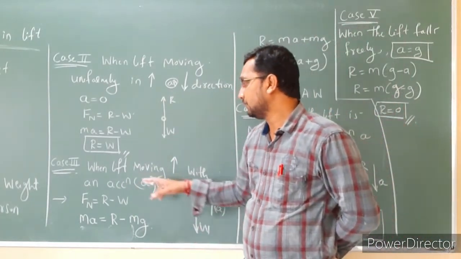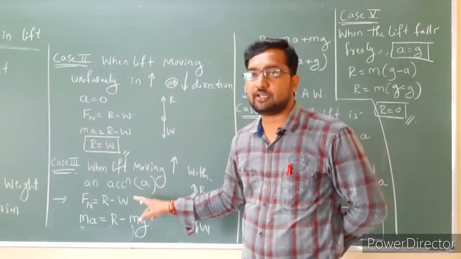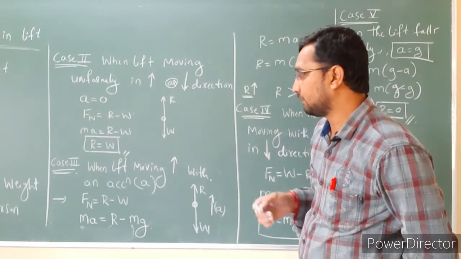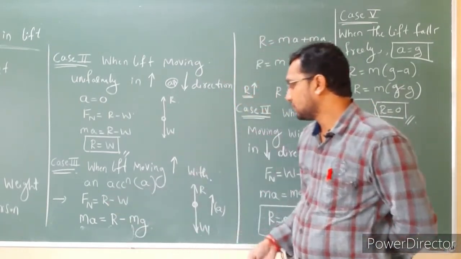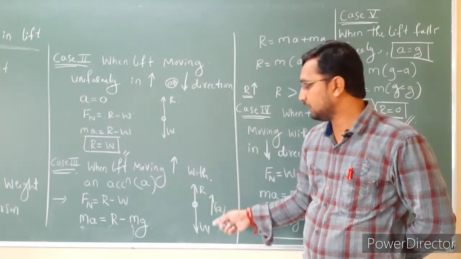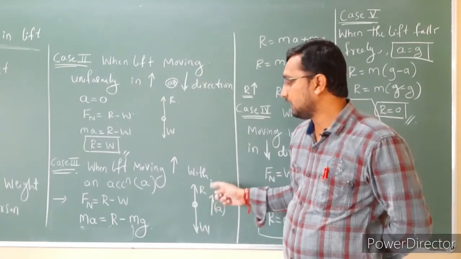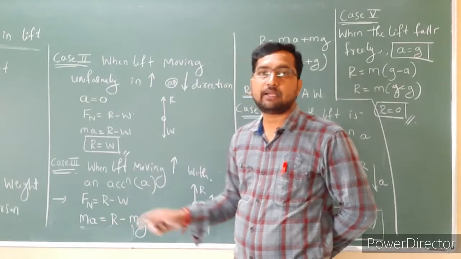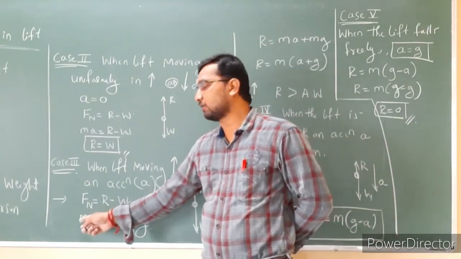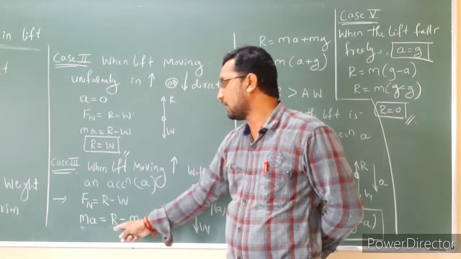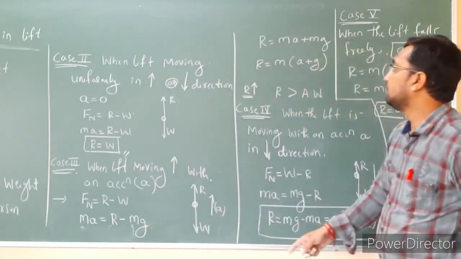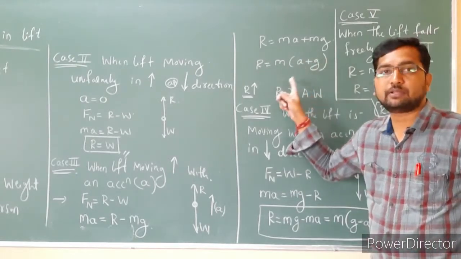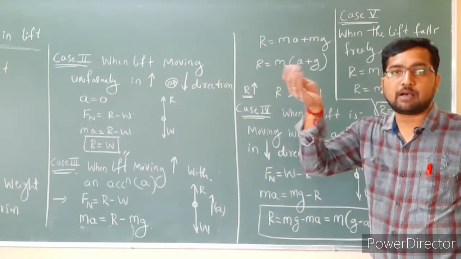And case number 3, when the lift is moving upward with an acceleration a. Here the normal reaction is more compared to the weight. The net force acting on the system is R minus W, which is the product of mass and acceleration: m a equals R minus m g. Simplifying, we get R is equal to m(a plus g). So in this case, the apparent weight of the person increases when the lift is moving in the upward direction.